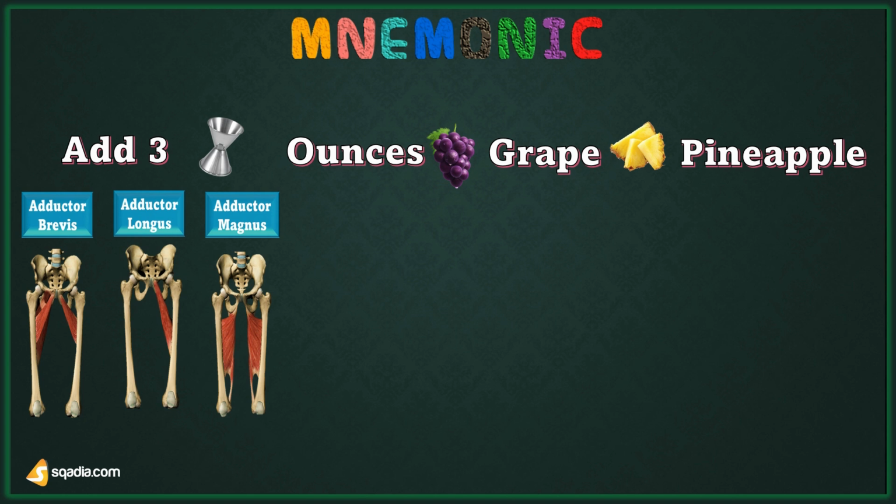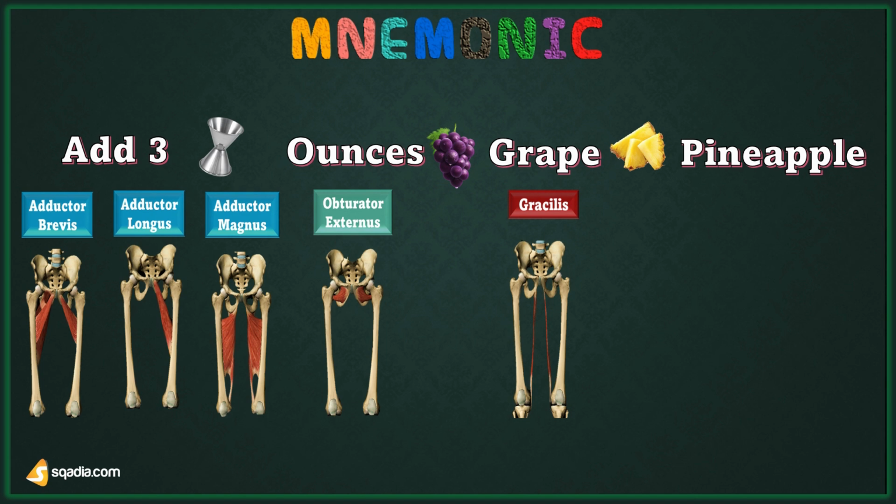O is for obturator externus. G is for gracilis. And P is for pectineus.